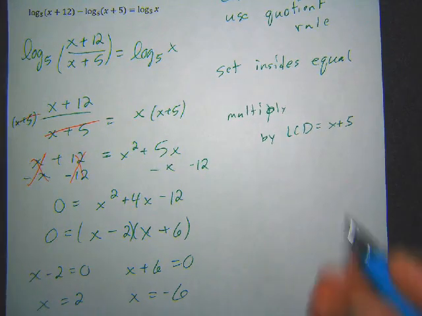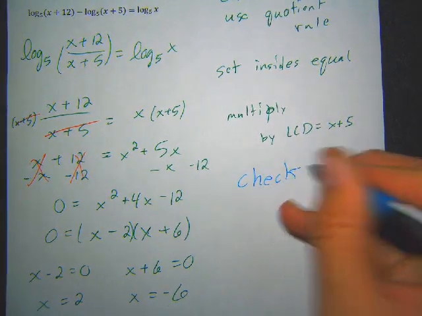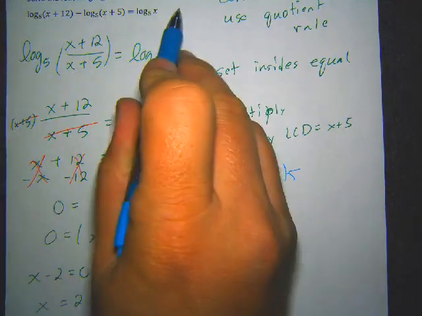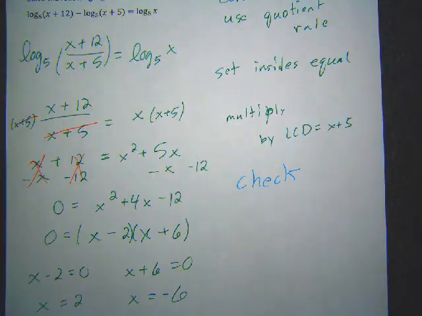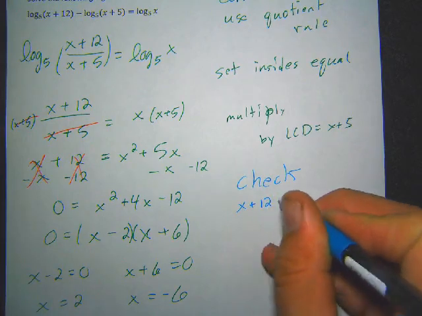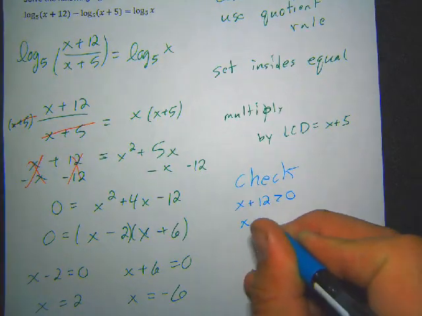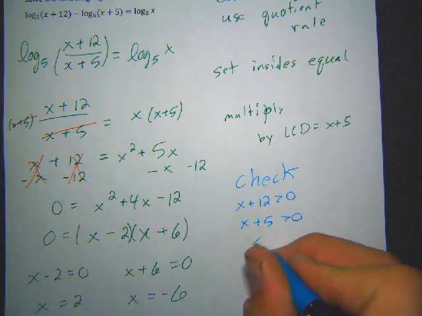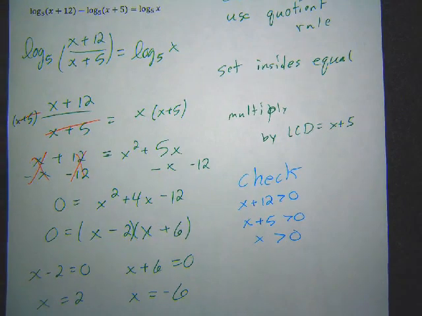After you're done, though, you do have to check, right? The check always has to happen. Any log with an x in it needs to be checked. So we need to make sure that x plus 12 is bigger than 0, x plus 5 is bigger than 0, and x is bigger than 0. We need all those things to be true.